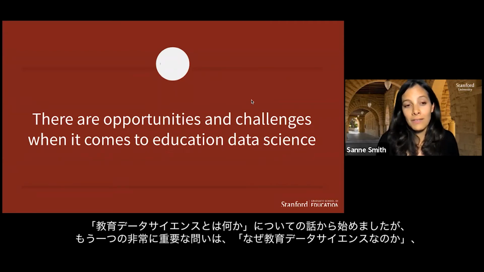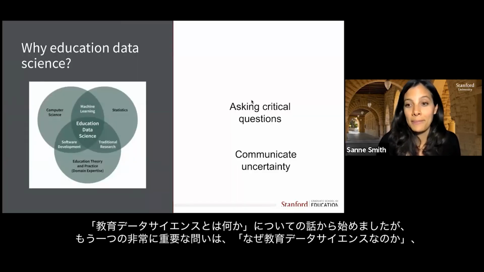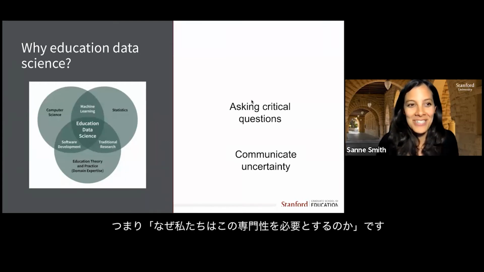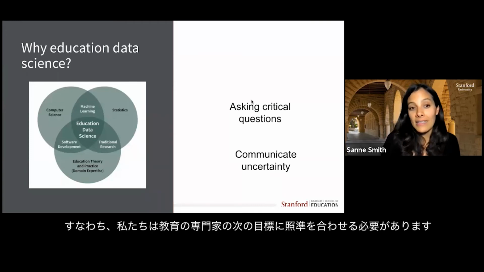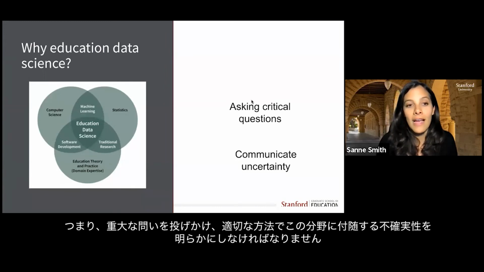So I started off this talk talking about what is education data science, but another really important question is, why education data science? Why do we need this specialty? And that is, we need to train our next cohort of education professionals. That means that we have to ask critical questions and that we have to communicate uncertainty that comes with this field in an appropriate way.